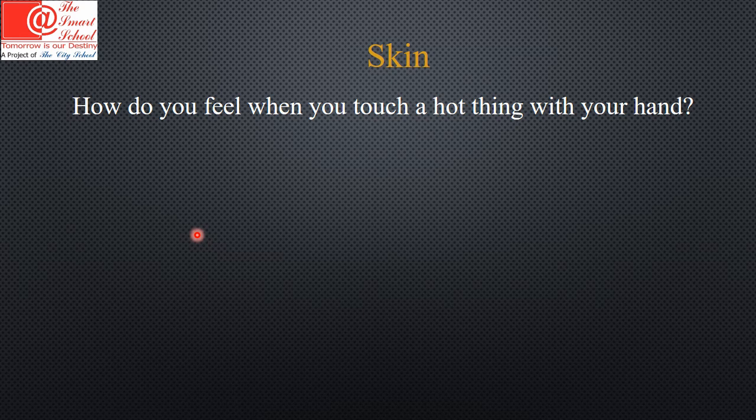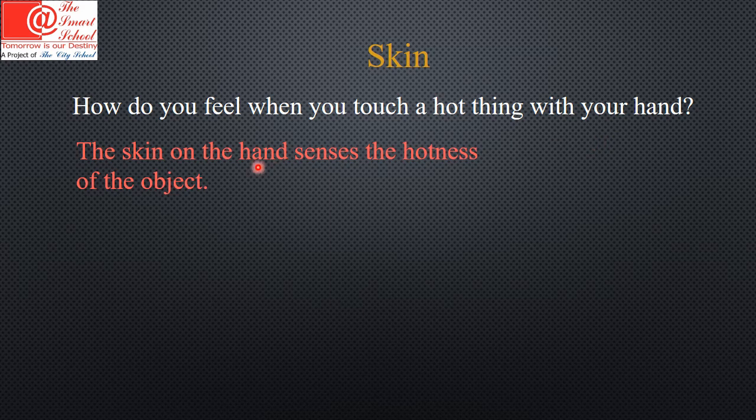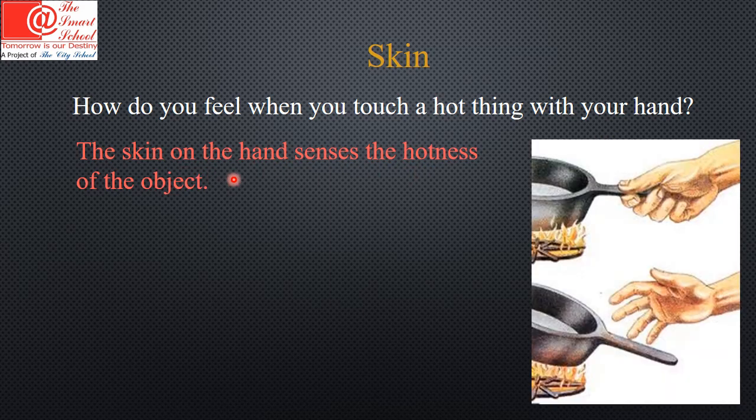Skin. How do you feel when you touch a hot thing with your hand? The skin on the hand senses the hotness of the object. This person cannot hold this hot pan for a long time. He has to release it. The reason is that the skin senses the hotness of the pan and then it gives us a message to release the pan to avoid any burn or hurt.